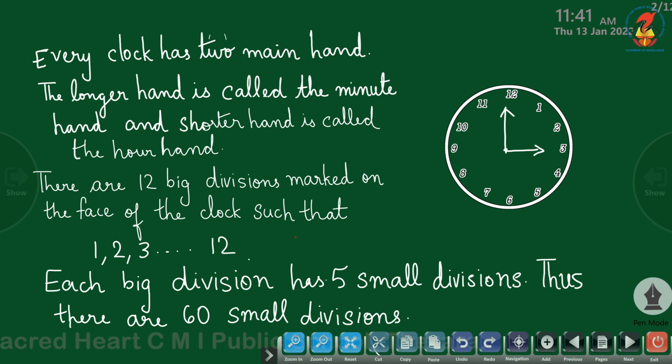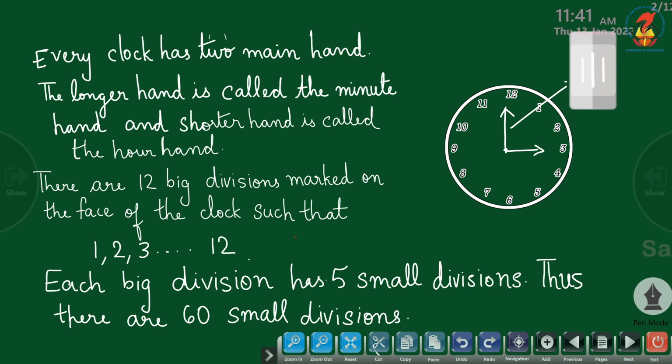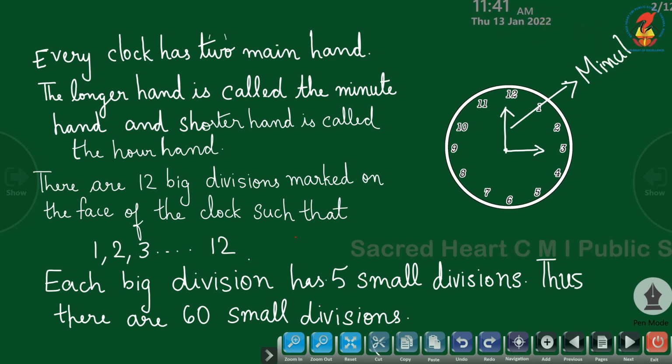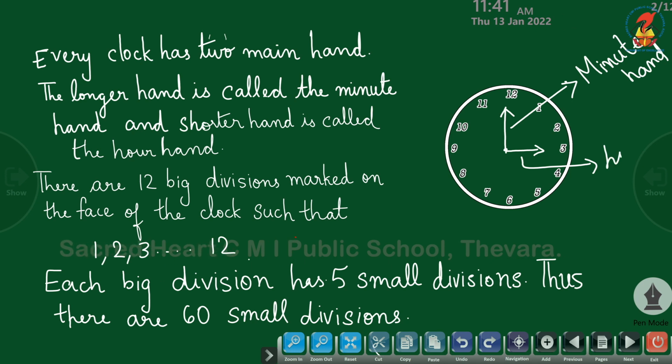So every clock has two main hands. The longer hand is called the minute hand. Here the clock has two hands. This is the bigger hand, this is the short hand. The longer hand is called the minute hand. The smaller, shorter hand is called the hour hand.